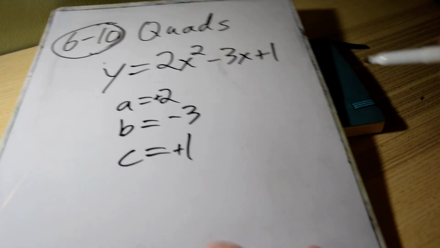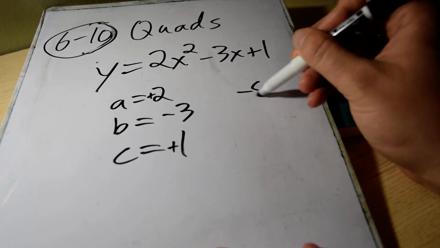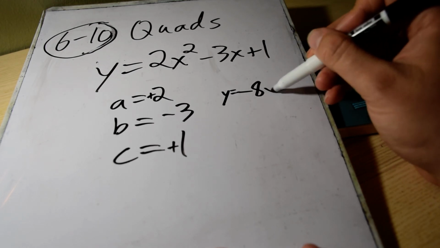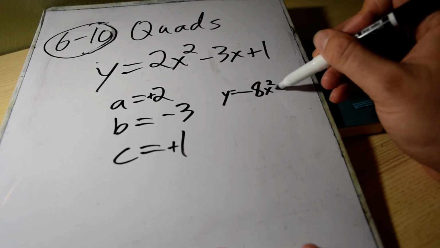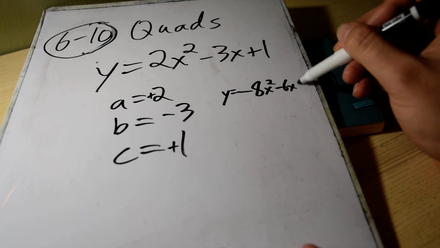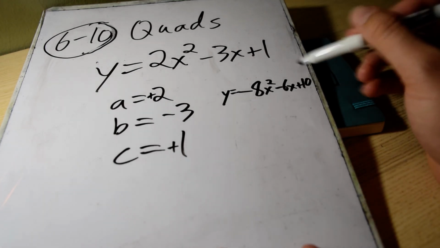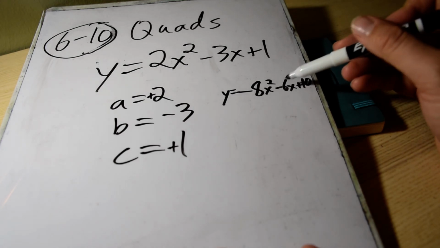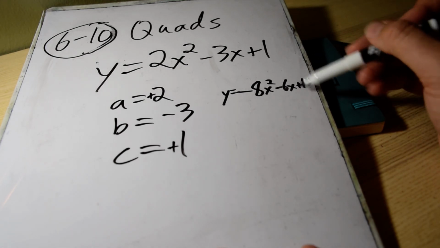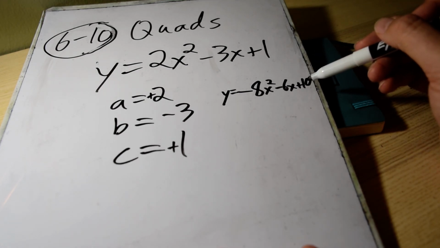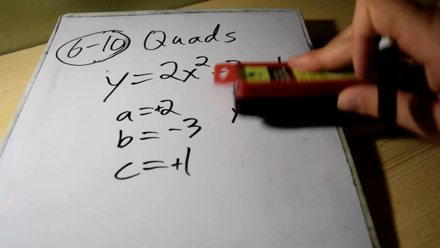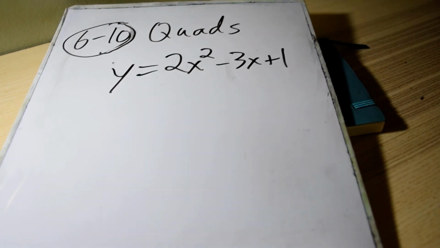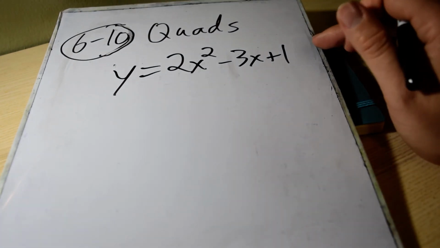Just to do another quick example, if I said y equals negative 8x squared minus 6x plus 10, a here would be minus 8, b would be minus 6, and c would be plus 10. So that's just to give you another example. So if you write out a, b, and c, you get question 8 right.